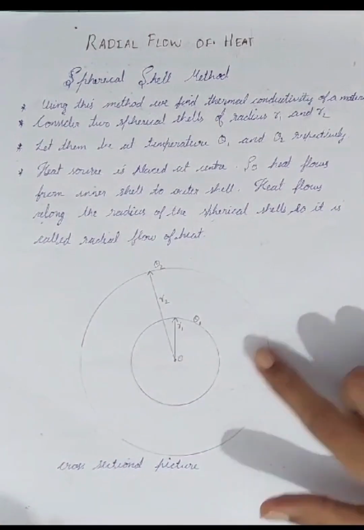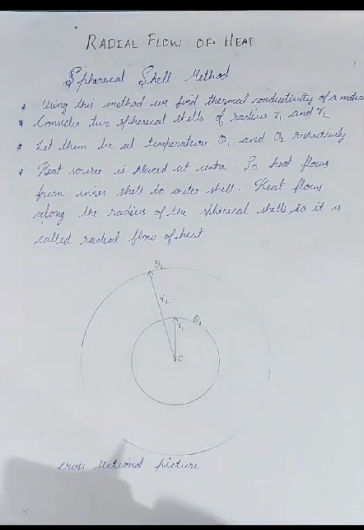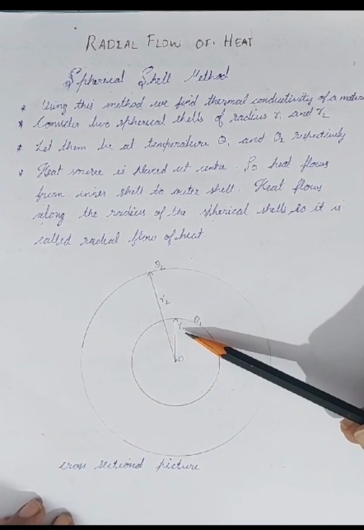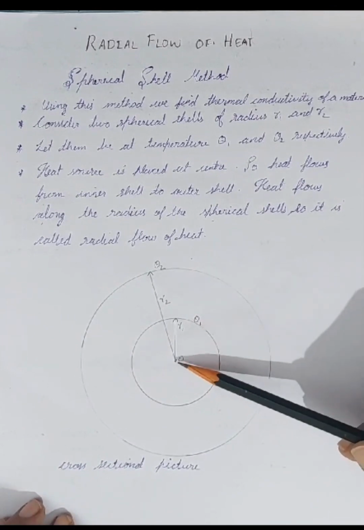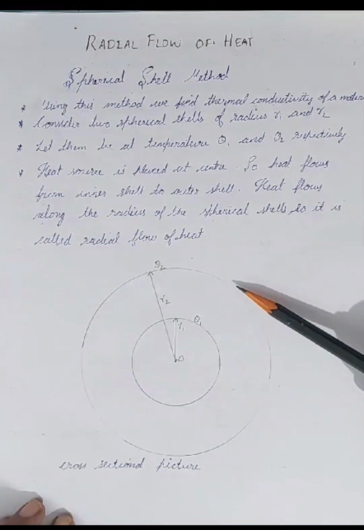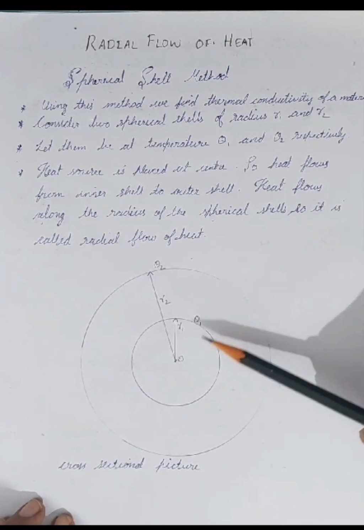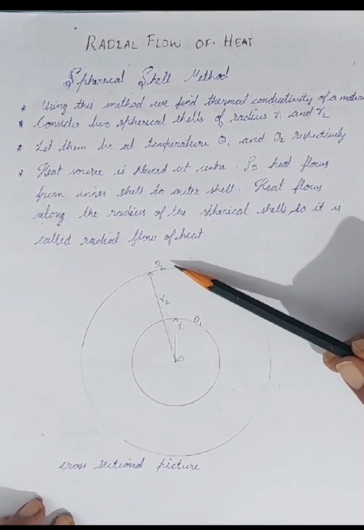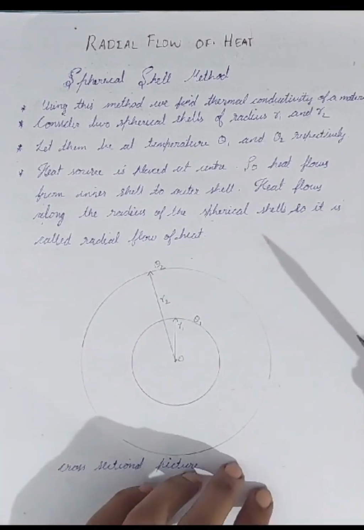This is the inner shell. Its radius is r1. It is at temperature θ1. At this point, a heat source is placed. And this is the outer spherical shell. Its radius is r2. It's at temperature θ2.